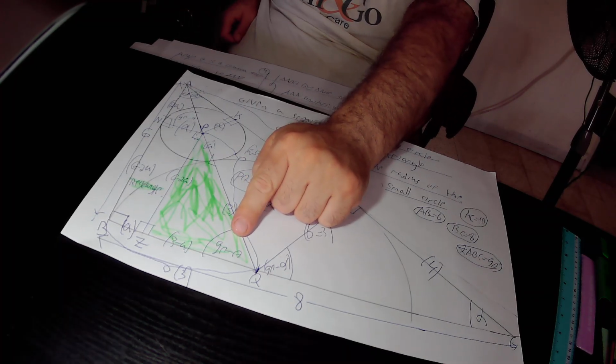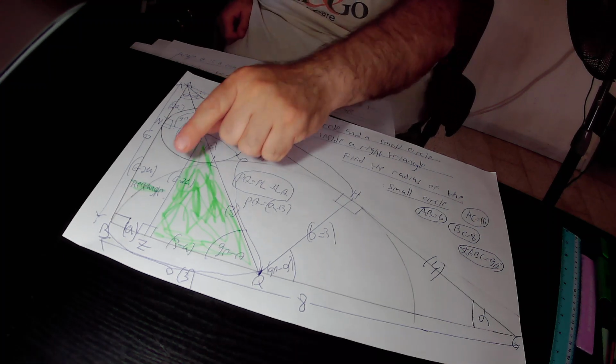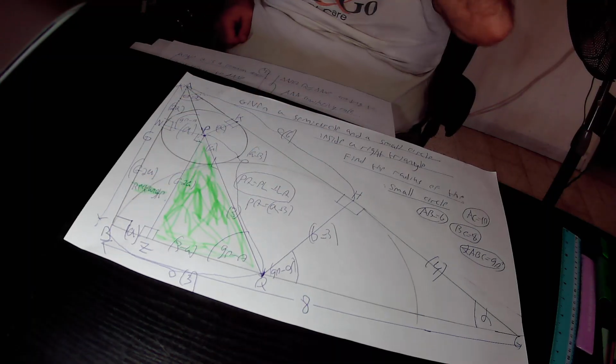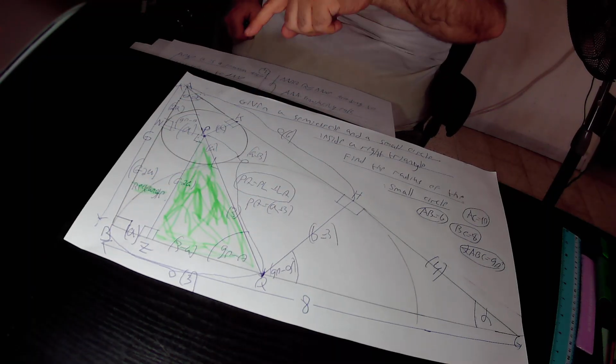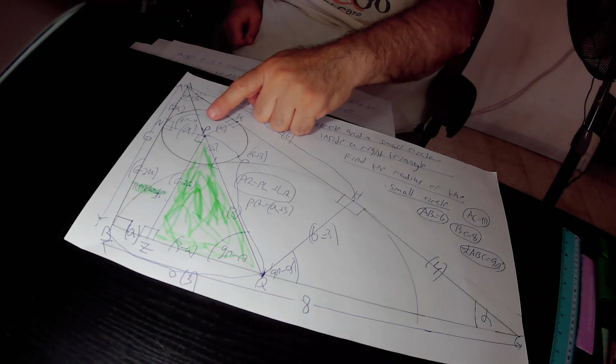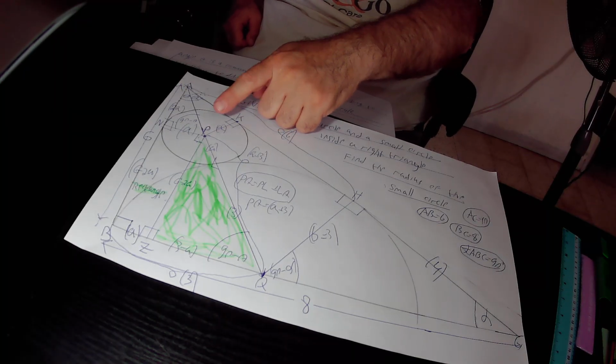Why? Because 90 degrees minus theta plus theta is 90 degrees, and 90 degrees plus 90 degrees is equal to 180 degrees, that is the sum of the angles in any triangle. Likewise, in the small right triangle ANP, this angle equals theta, this angle equals 90 degrees, therefore this third missing angle must be equal to 90 degrees minus theta, according to the rule that the sum of the angles in any triangle is equal to 180 degrees.